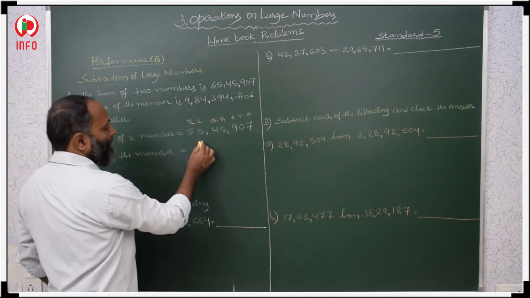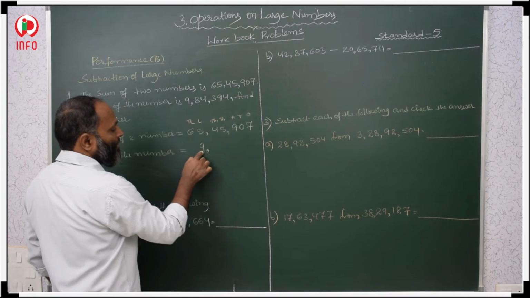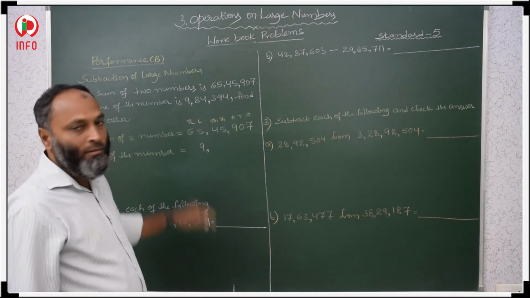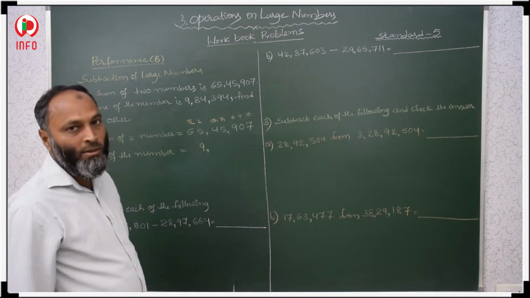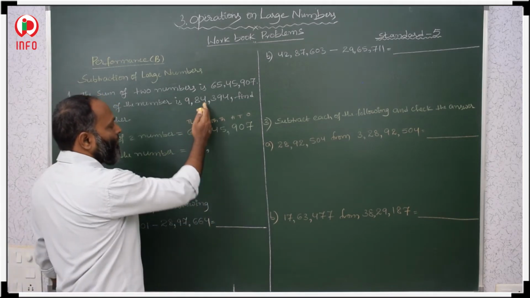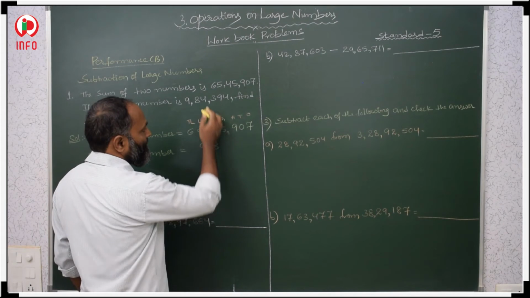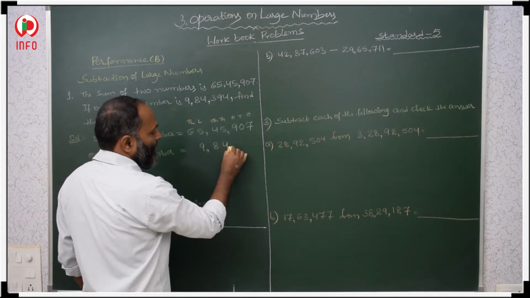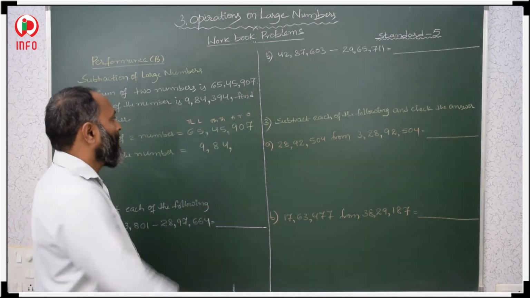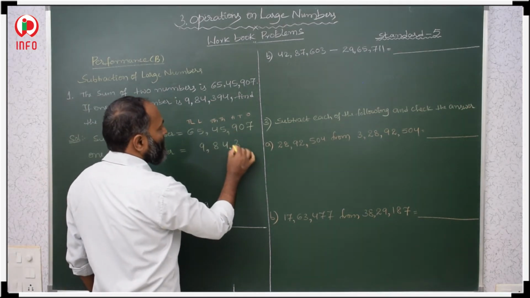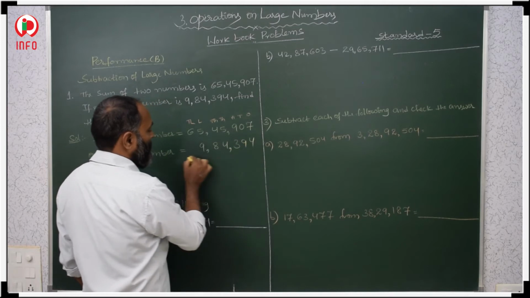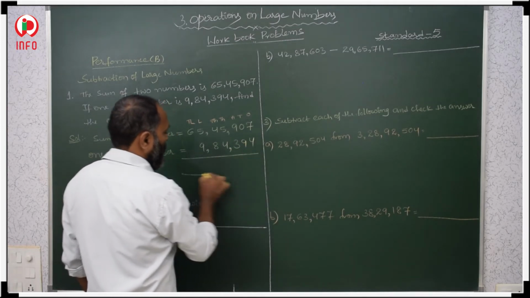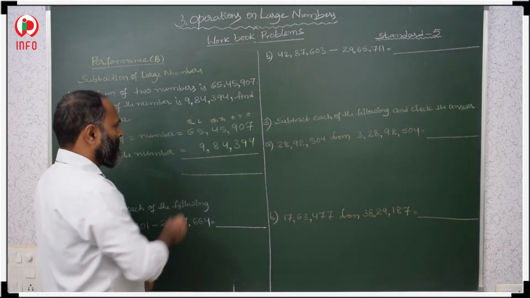So 9 lakhs starts from here. Don't start from here. 9 lakhs, exactly below the lakhs place. Then 84. 8 is in the 10,000 place, 4 is in the thousands place. Now 3 is in the hundreds place, 9 is in the tens place, and 4 is in the ones place. Now minus.